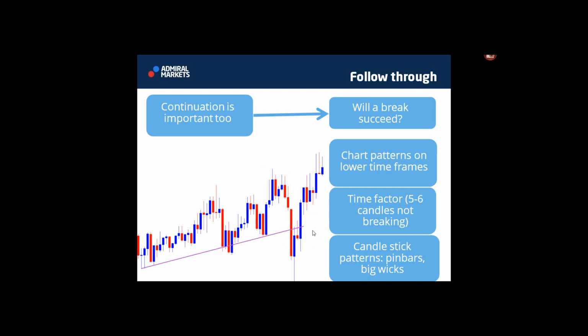So how do you see continuation? How do you see if it's going well? There are a couple of things you can look at. Candlestick patterns. Are there any opposite candlestick patterns that are going against me?